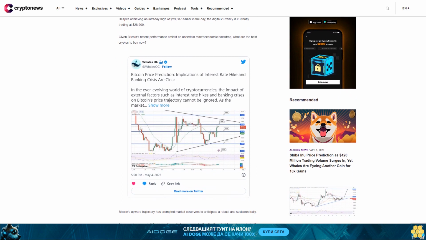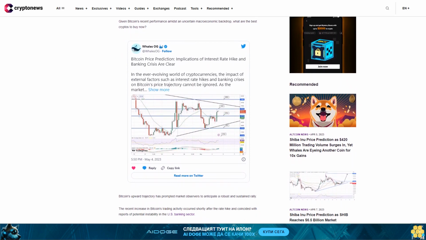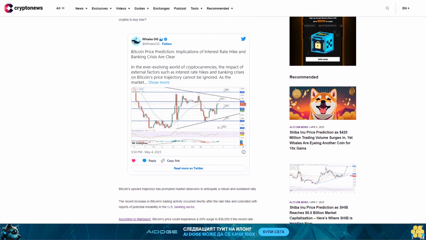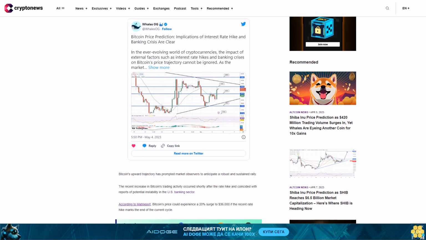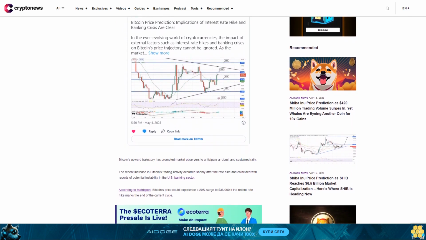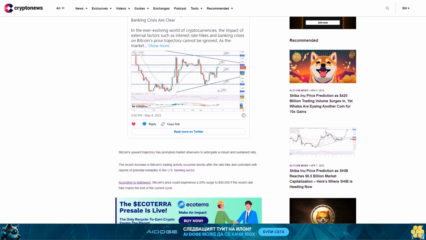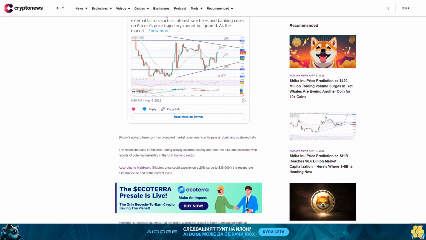According to Matrixport, Bitcoin's price could experience a 20% surge to $36,000 if the recent rate hike marks the end of the current cycle. Matrixport's research suggests that the digital currency's ascent is likely to encounter minimal resistance in the coming weeks. The conclusion of the earnings season is also expected to usher in a new wave of stock buybacks, providing a favorable environment for risk assets and equities.